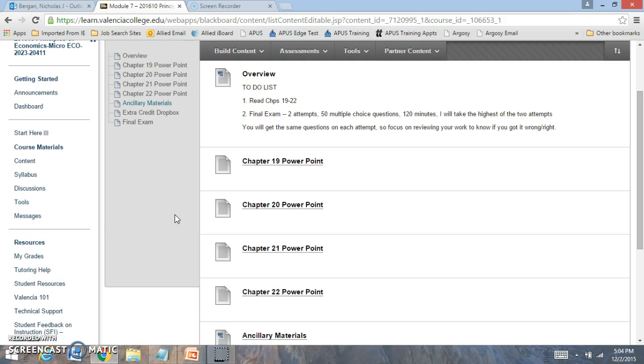We're in Module 7, and for this week you're going to be reading chapters 19 through 22, and you have the final exam. The final exam is going to be covering all the chapters that we've done in the course. The focus is going to be more on the market structures, supply and demand, elasticity. Those are the big concepts that you're going to be focusing on.